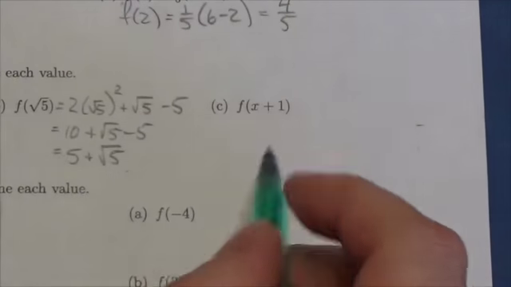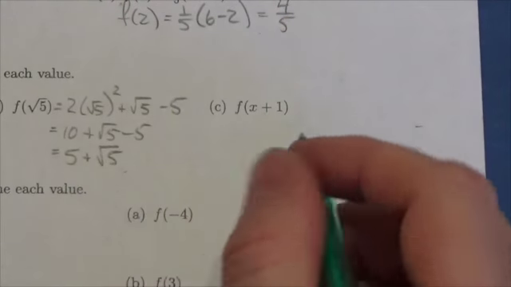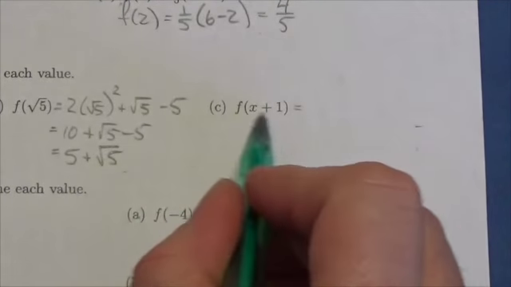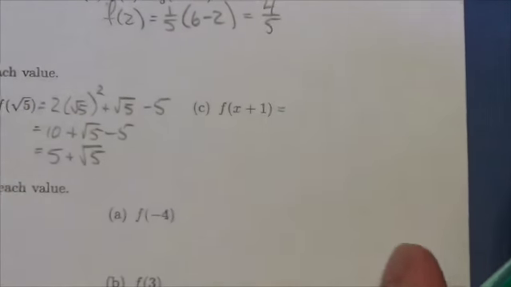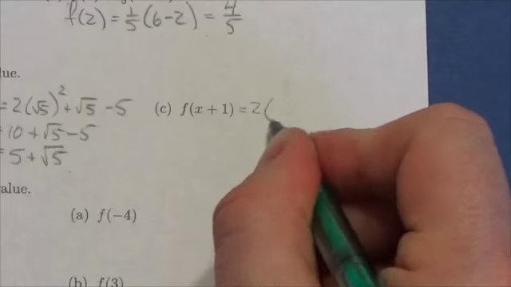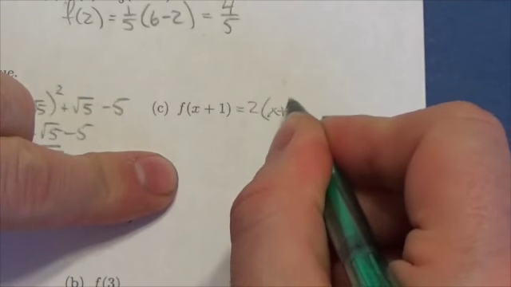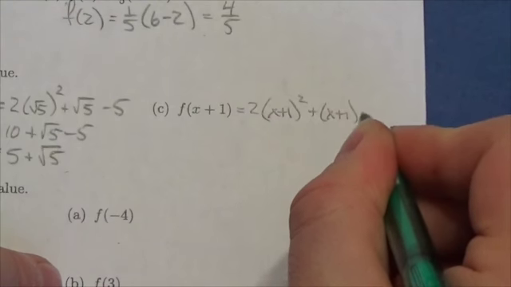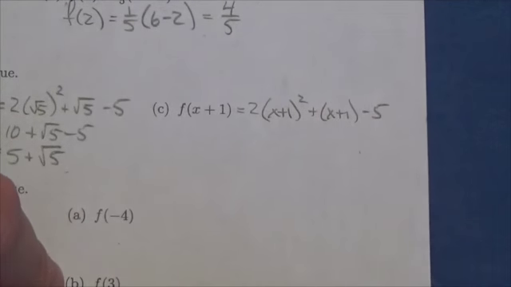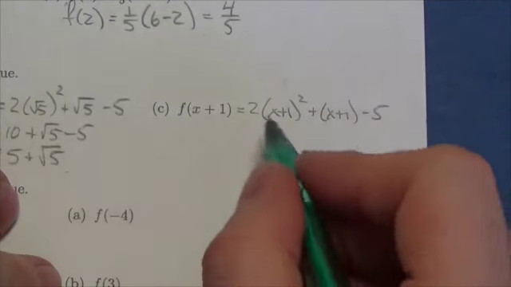Finally, this one over here, this is an interesting one. We haven't seen anything like this before. The independent variable is now a binomial. Okay? But the rule stays the same. The rule is 2 times the independent variable, which is now a little different, squared, plus x plus 1 minus 5. And I have to evaluate this by simplifying it here.